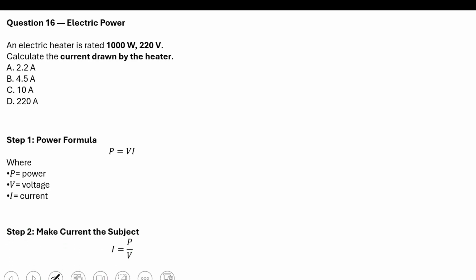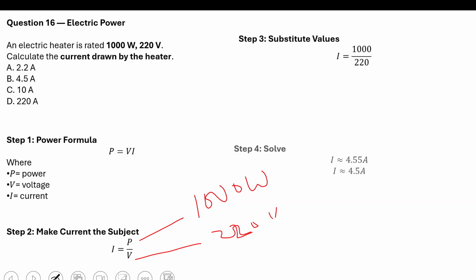Okay, number 16 is testing us on electric power. An electric heater is rated 100 watts, 220 volts. Calculate the current drawn by the heater. So power is equal to VI or IV, where P is power, V is voltage, I is current. So we are making I the subject of the formula because we are told to calculate current, and we already have power here as 100 watts and voltage here as 220. This is simple enough. So we just plug in the values and get the answer as 4.5 amperes.